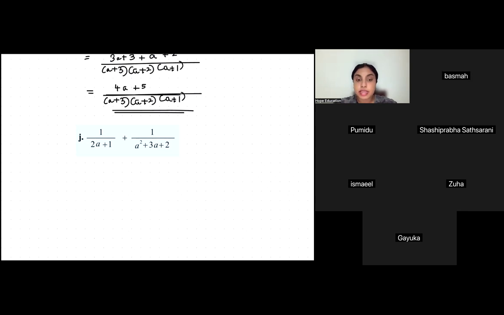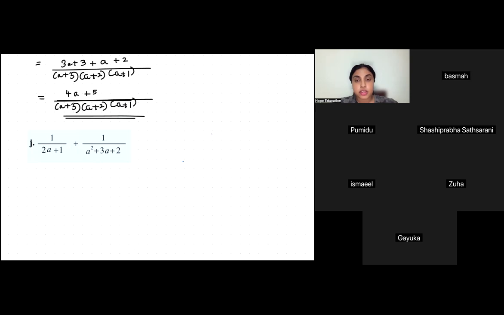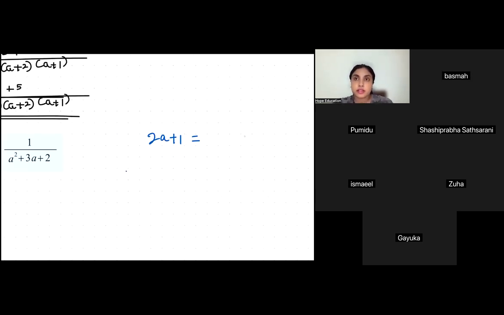So one denominator is 2a plus 1. What do you think? 2a plus 1, can we factorize it further? What is it, Basma? 2 into a plus 1.